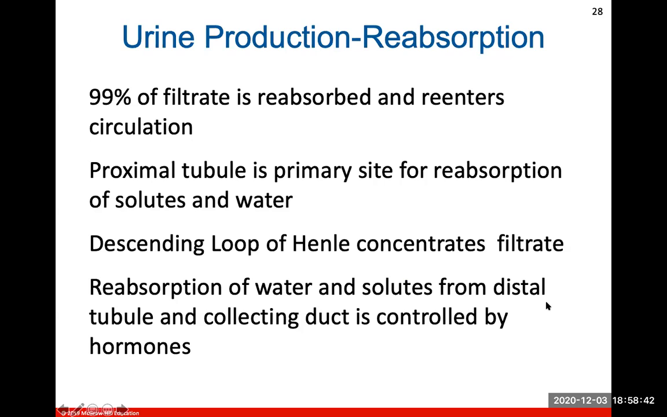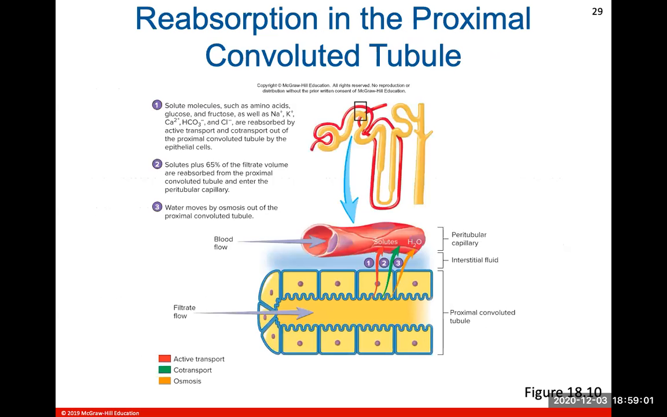99% of filtrate will be reabsorbed and will re-enter the blood circulation, and the proximal tubule will be the primary site for reabsorption of solutes and water. The descending loop of Henle will concentrate the filtrate, and the reabsorption of water and solutes from the distal tubule and collecting duct will always be controlled by hormones. And this takes you through several steps that talk you through the reabsorption in the proximal convoluted tubule.